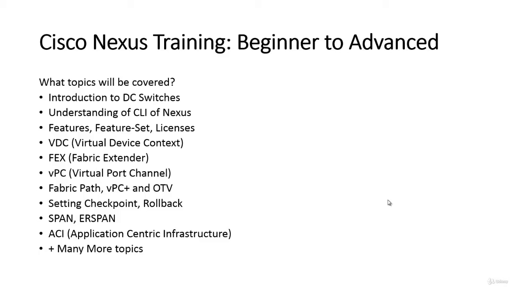Then the feature set, features, and licenses will be covered, because it is very important that we have the license to be able to run any feature. For example, if I want to run OSPF, I should have the relevant license and then the feature. You'll understand more once you go into this. VDC will be covered, FEX will be there, meaning I have performed the labs on these. VPC is there, that is multi-chassis port channel. You would see VPC with FEX, FabricPath, VPC+ and OTV covered.